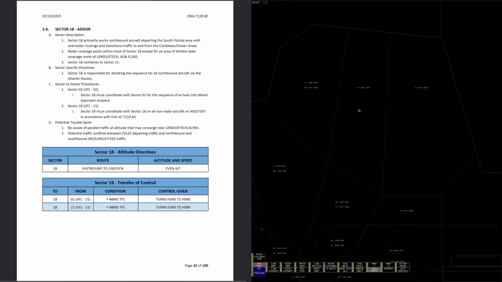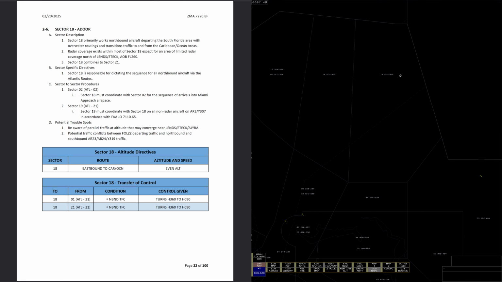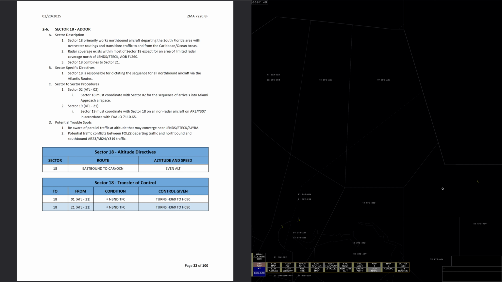Sector 18, ADOR, exists from surface to flight level 600 in the northeast portion of the Miami airspace. Primarily, it works northbound traffic from South Florida and additional southbound traffic transitioning to the Caribbean and ocean areas. There's not many notable things about Sector 18, but any traffic for both Sectors 18 and 19 transitioning to the Caribbean or ocean areas must be delivered at even altitudes at all times, even if they're going southeastbound.